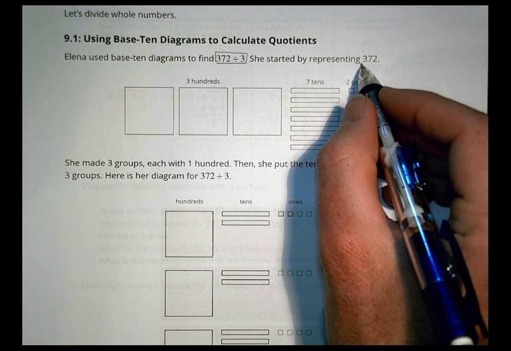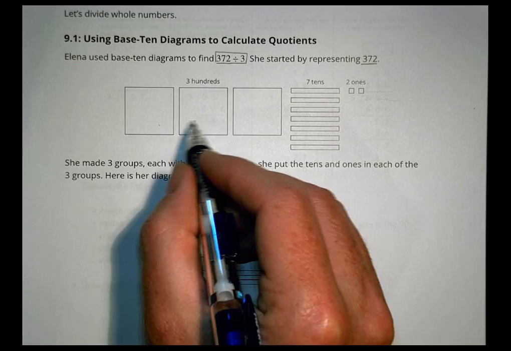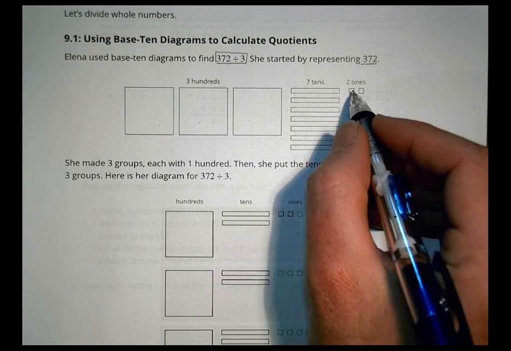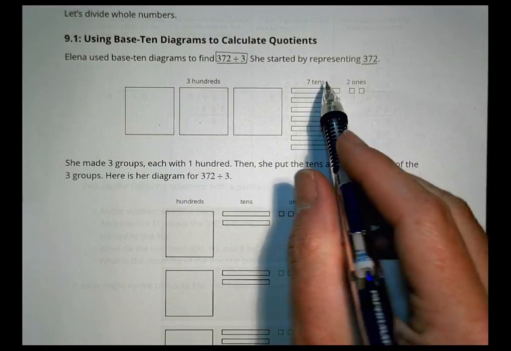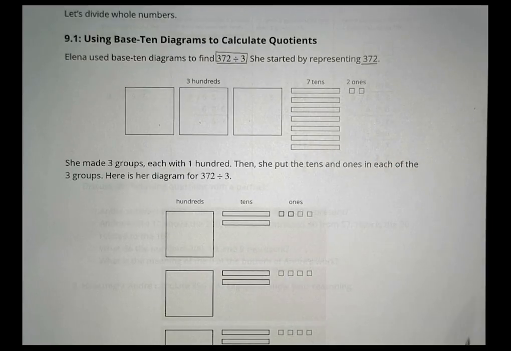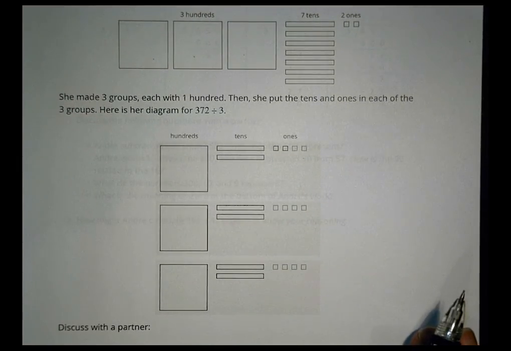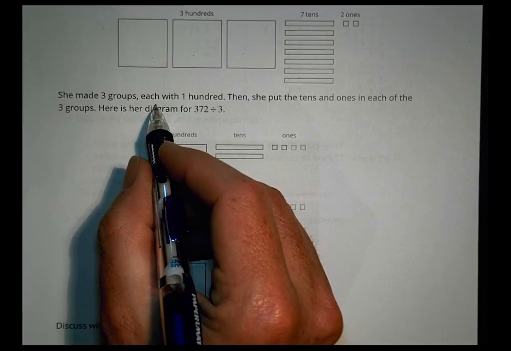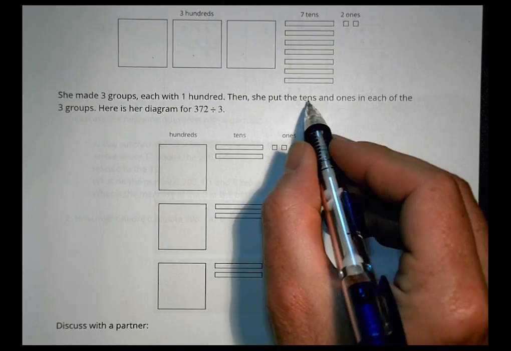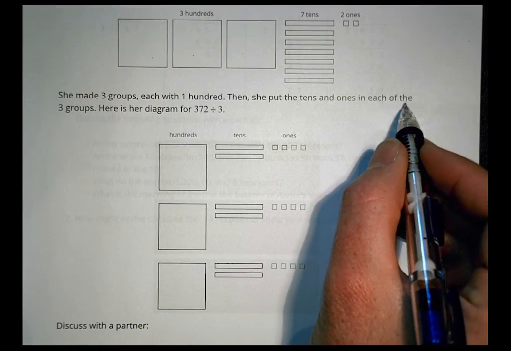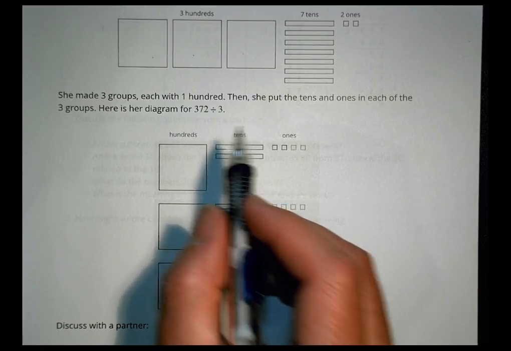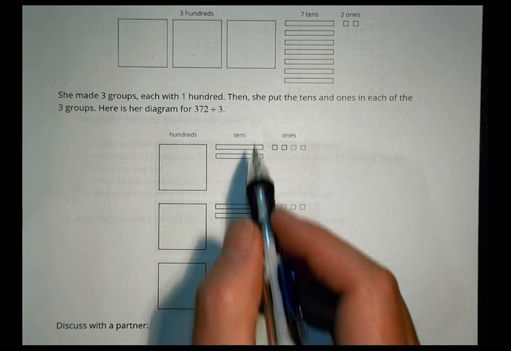She started by representing 372. We can see there's 300s, there's 70, and then there's 2 right here. So we're just going to walk through what we see here visually. The next says that she made 3 groups, each with 100, and then she put the 10s and 1s in each of the 3 groups. Her diagram for 372 divided by 3 is right here.